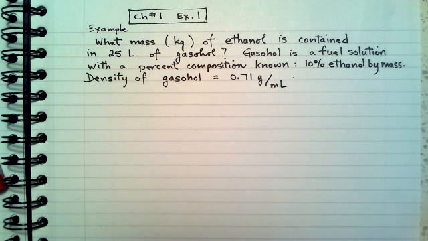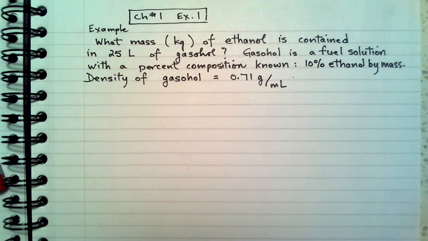This is an example from Chapter 1. What mass in kilograms of ethanol is contained in 25 liters of gasohol? Gasohol is a fuel solution with a percent composition known as 10% ethanol by mass. The density of gasohol is 0.71 grams per mL.